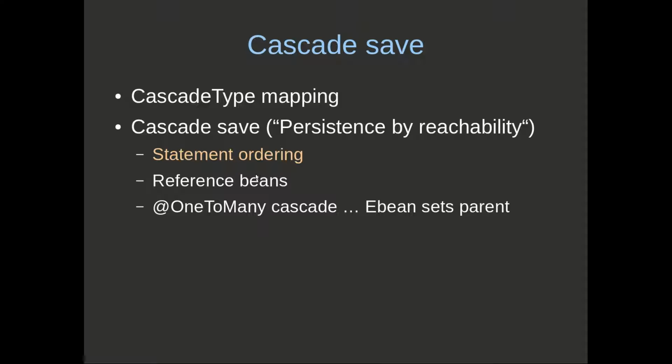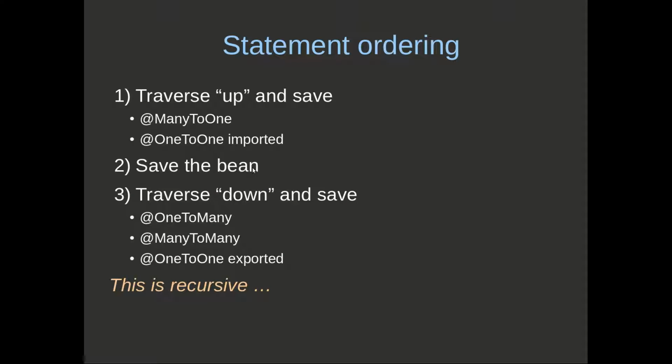So let's get into statement ordering for Cascade Save. In terms of statement ordering, when we actually go to save a bean, this is not the first thing that happens. The first thing that happens is we traverse up many-to-one relationships and we save those first. And then we save the bean, and then we traverse down one-to-many relationships. And similarly for one-to-one imported and one-to-one exported, but effectively this is driven off the foreign keys and the fact that we need the foreign keys from the many-to-ones before we can save the bean. So we'll look at that and see how that works.